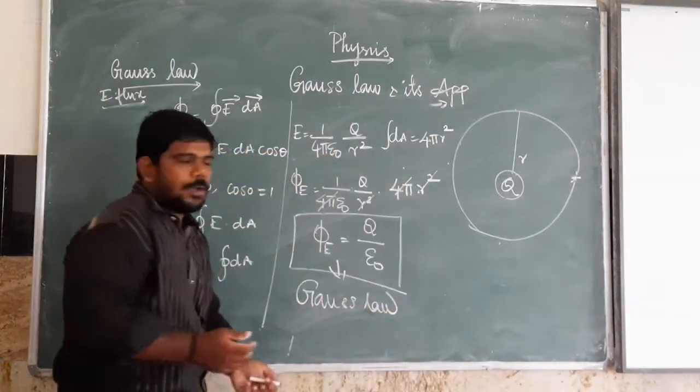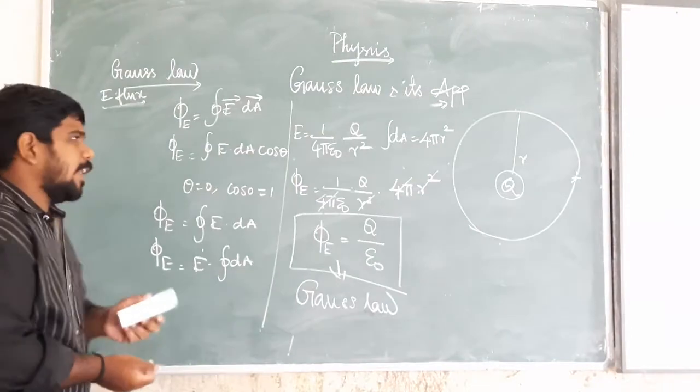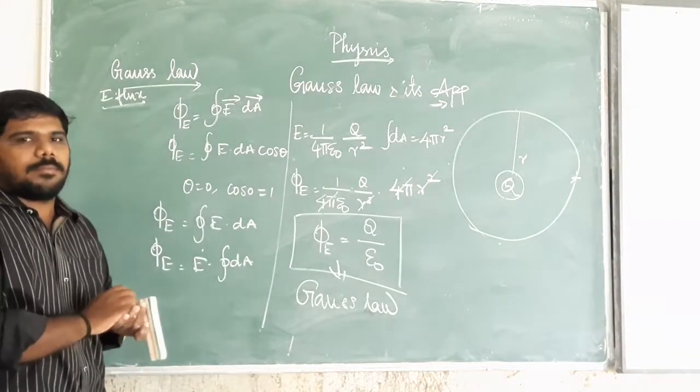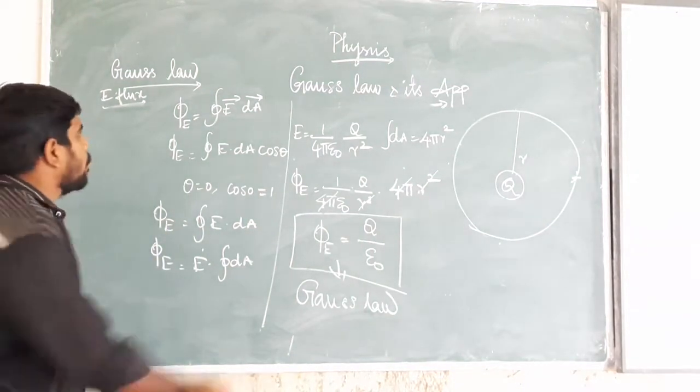Okay. Next we are going to see one of the important 5 mark questions, the electric field due to an infinite long straight wire. That is one of the first applications of Gauss law.